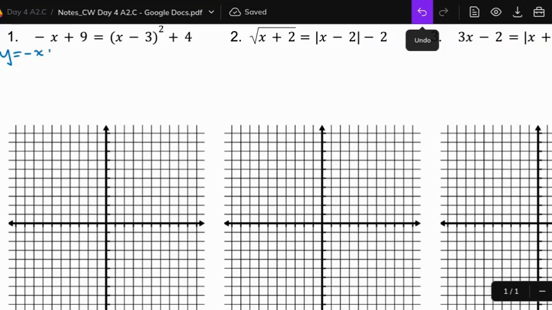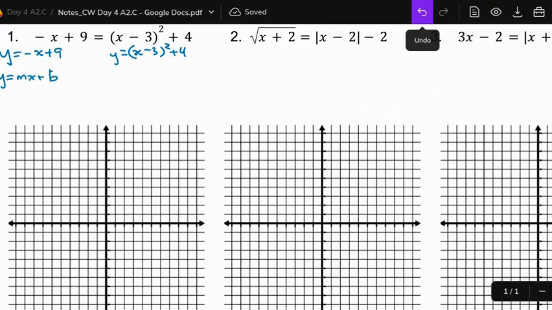y equals negative x plus 9, the term on the left side, and then y equals x minus 3 squared plus 4. There is some memorization that you have to have down for these. For example, when you don't see any exponents or any parentheses, nothing other than variables and numbers, that is a linear function. So you know your line is going to be a straight line. And that's when we're going to be referring to y equals mx plus b.